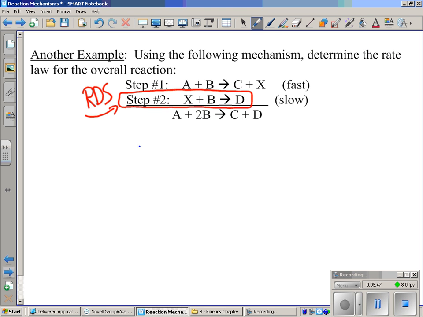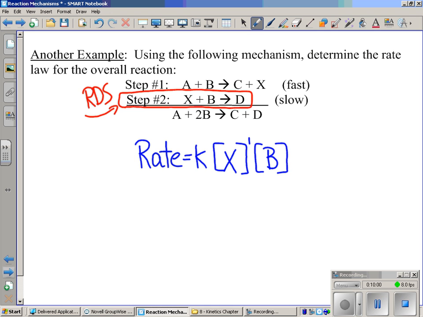So you're going to do like we did in the last problem. You're going to say that rate equals K times the concentration of the first reactant in the rate determining step, which is X. There's only one of them, so it's to the first power. And then the second reactant in this problem is B, and it's to the first power.